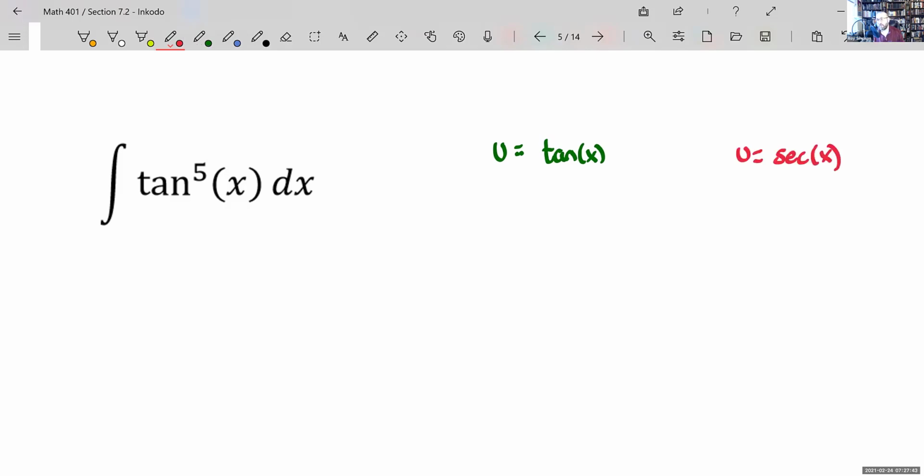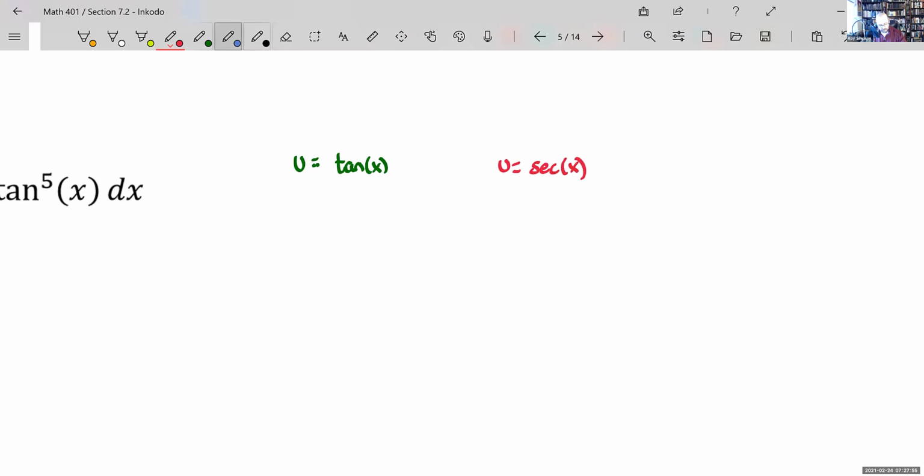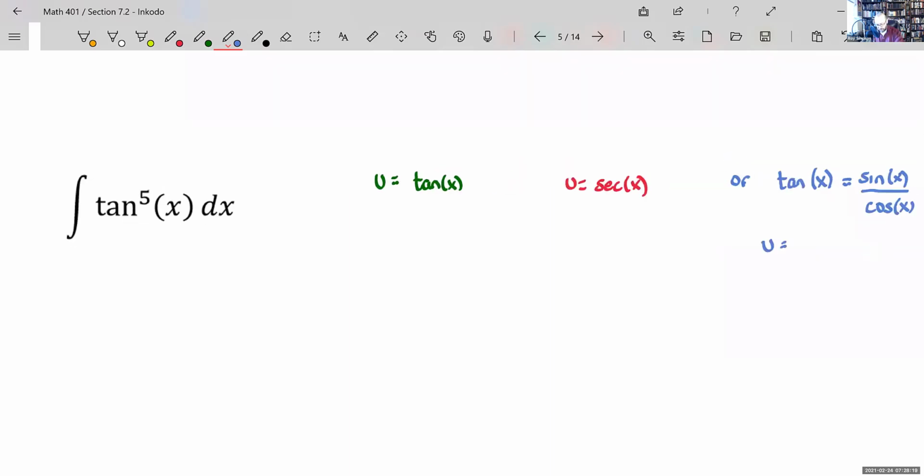Now you could technically rewrite tangent as sine over cosine. So that'd be sine to the 5th over cosine to the 5th. And that's actually a really good choice. That's another good choice. So let me write that over here. I'll say, or tan of X is equal to sine of X over cosine of X. And in that case, you can let U equal, remember, this will be sine to the 5th over cosine to the 5th. So in that case, you could actually let U equal cosine. I wouldn't let U equal sine, but in that case, I'd let U equal cosine.